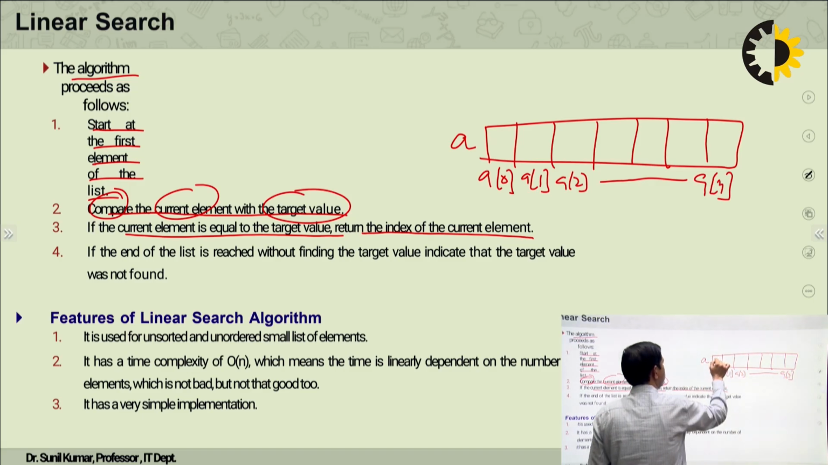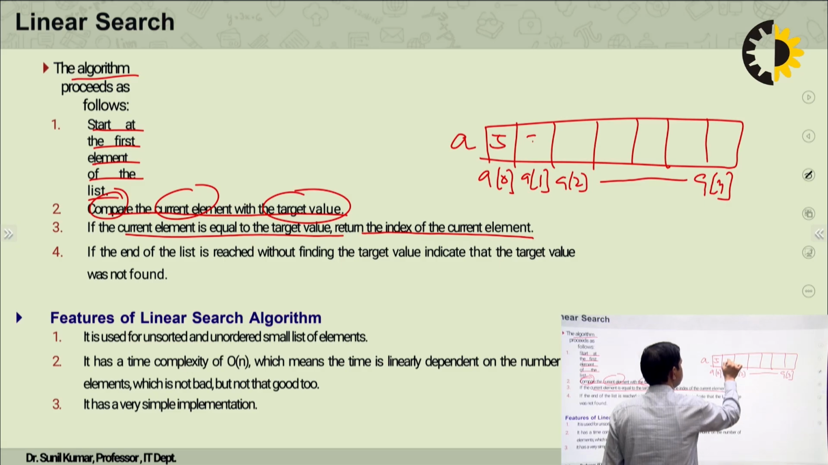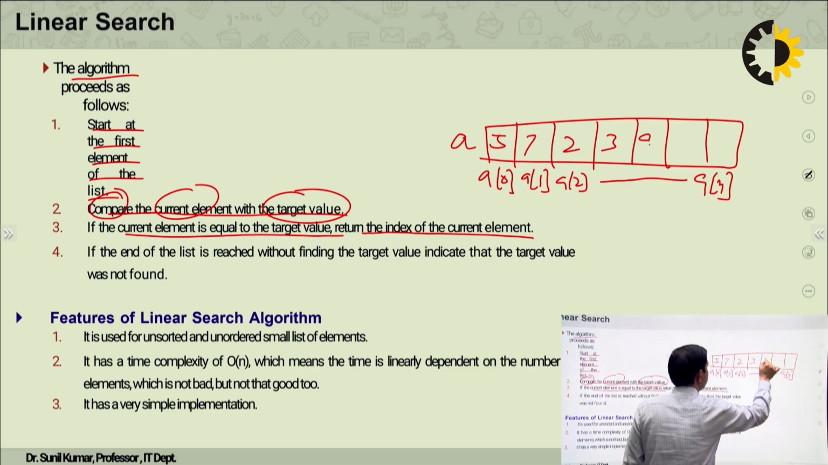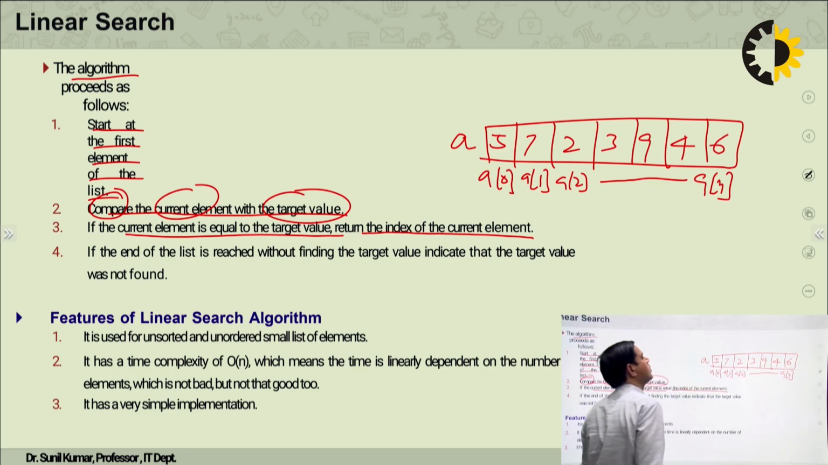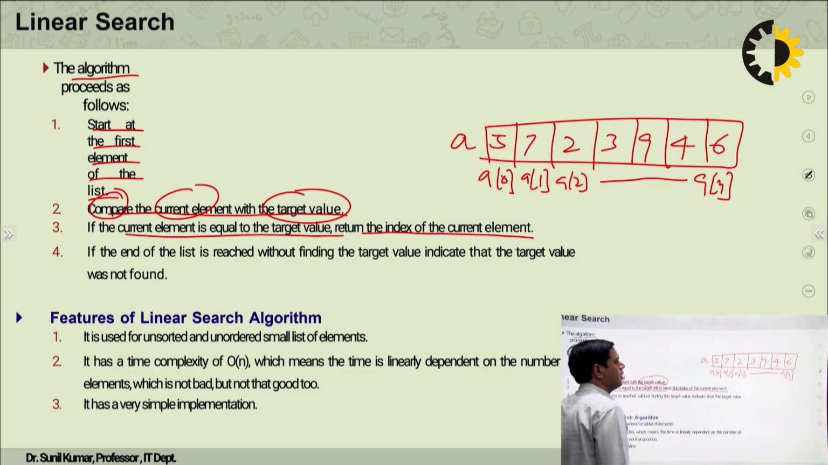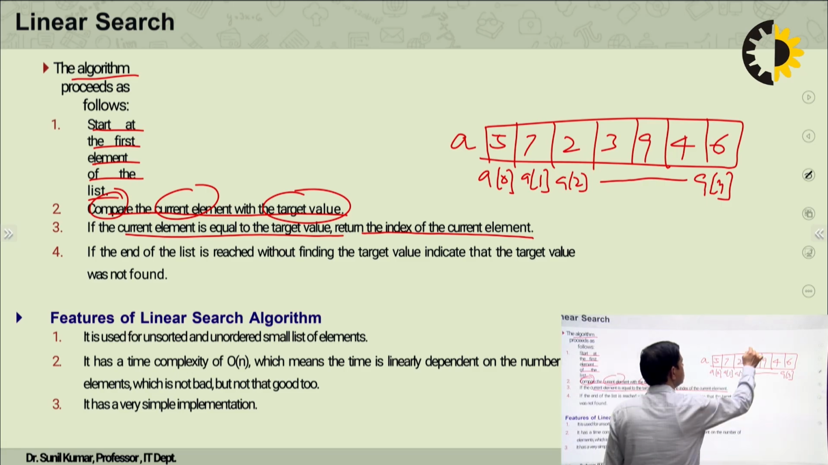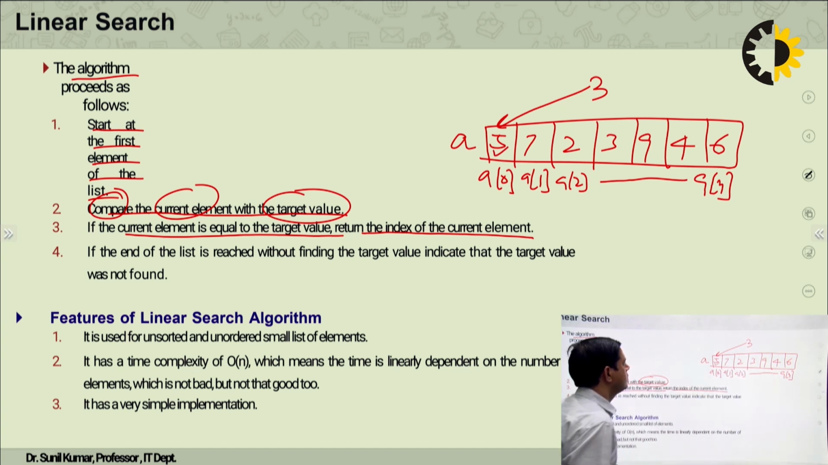For example, here we have elements 5, 7, 2, 3, 9, 4, 6. Initially, for example, we are trying to search for 3. The current element is 5 and the target value is 3, and we are trying to search in this list. Then we will compare with 5 and it is not matched.